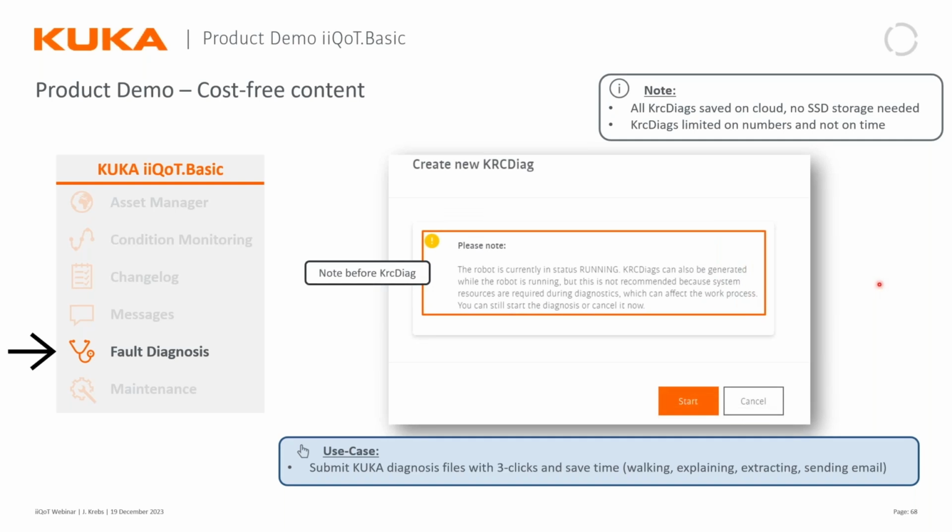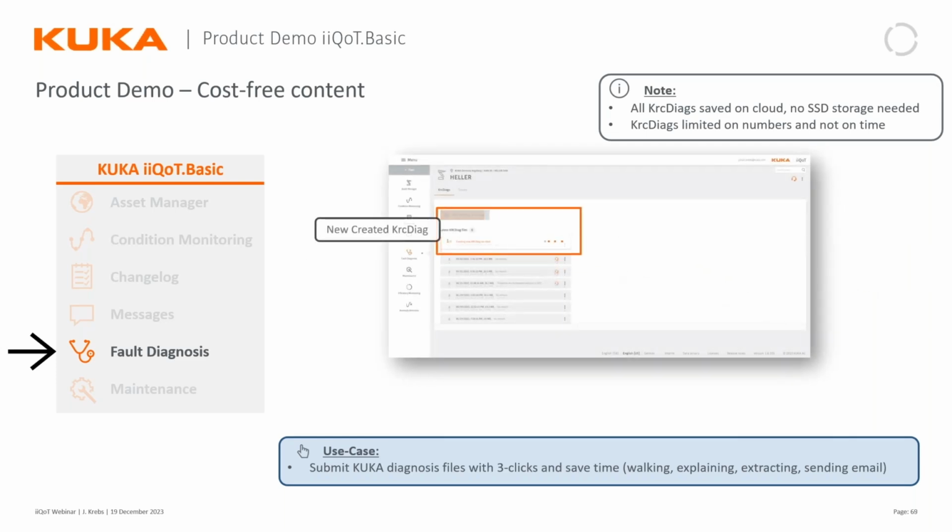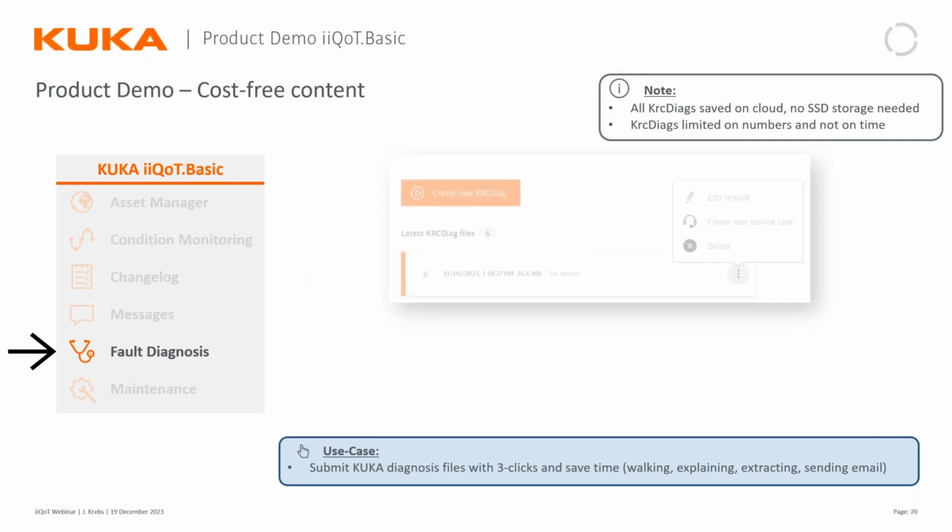If I click that, it will show me this note where it says, watch out, this can interrupt your workflow. Please be sure that you really need a KRC Diag right now, or if that's the right time. If you, of course, still demand that KRC Diag, you press start, and then it will get pulled. It looks like that. Once that's done, it will be stored as a brand new KRC Diag on the top because it's the latest.